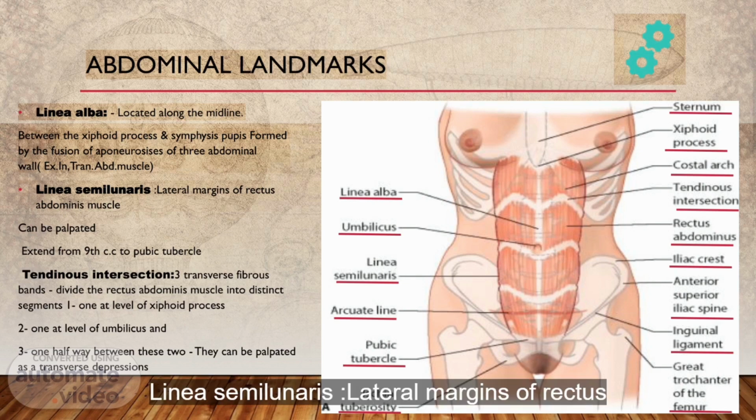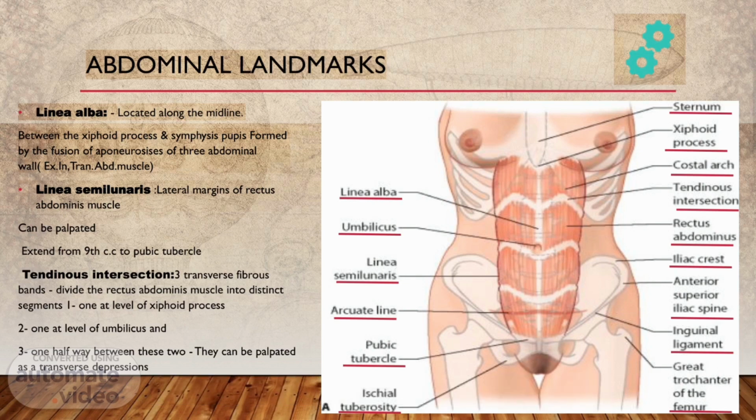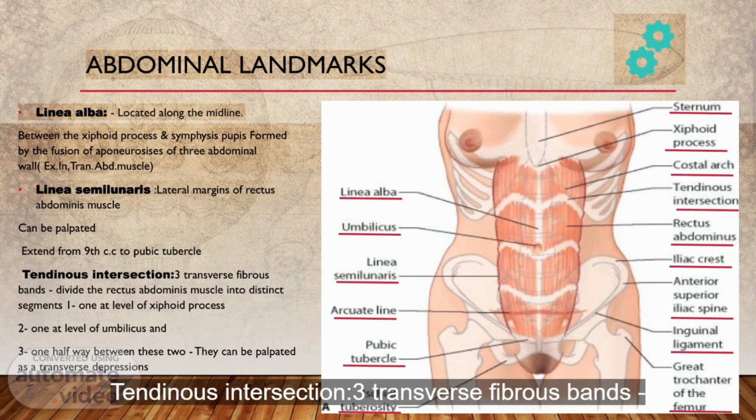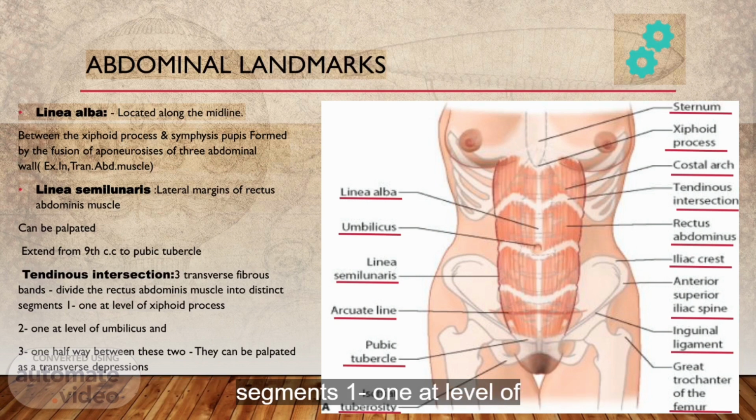Linea semilunaris. Lateral margins of rectus abdominis muscle. Can be palpated. Extends from the 9th costal cartilage to the pubic tubercle. Tendinous intersections. 3 transverse fibrous bands divide the rectus abdominis muscle into distinct segments: 1 at the level of the xiphoid process, 2 at the level of the umbilicus, and 3 halfway between these two. They can be palpated as transverse depressions.